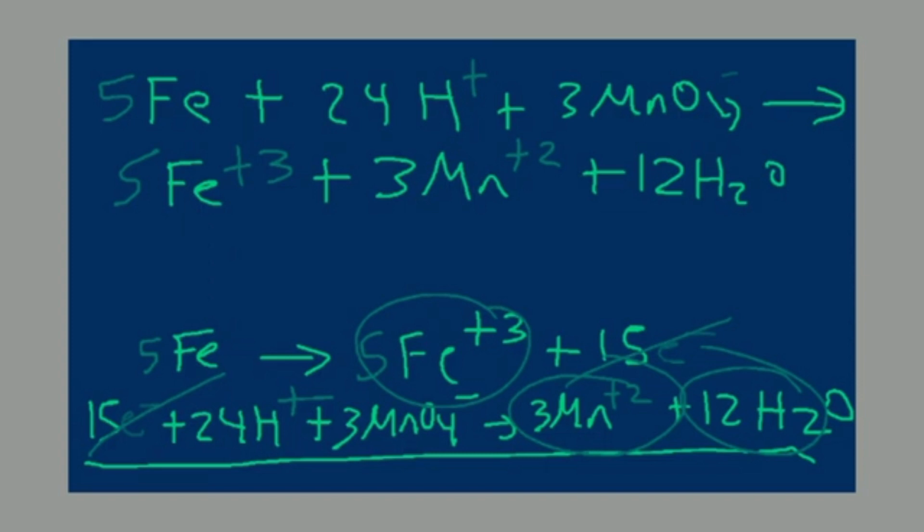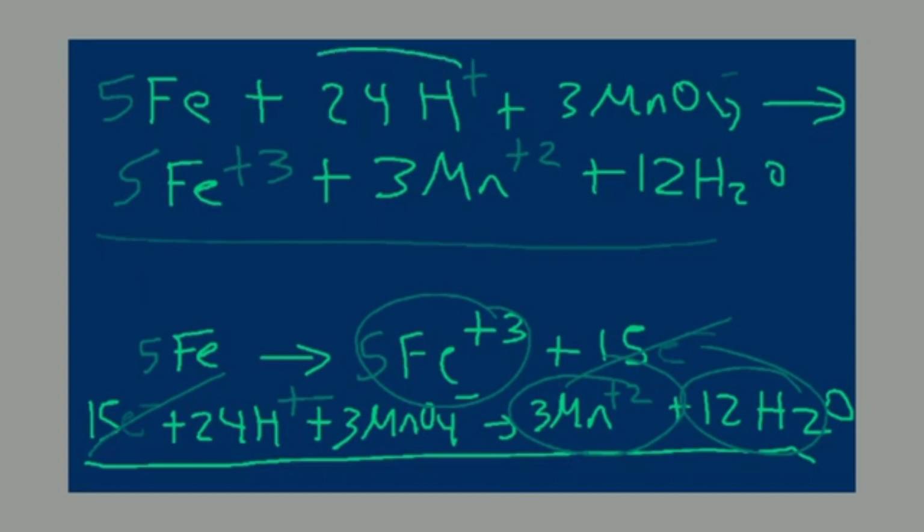And to check everything, notice that we have 5 Fe atoms on both sides. We have 24 hydrogens, 12 times 2 is 24. We have 3 manganese atoms and 12 oxygen atoms on both sides. So now the last thing that we need to check is the total charge. We need to make sure it's the same on both sides.